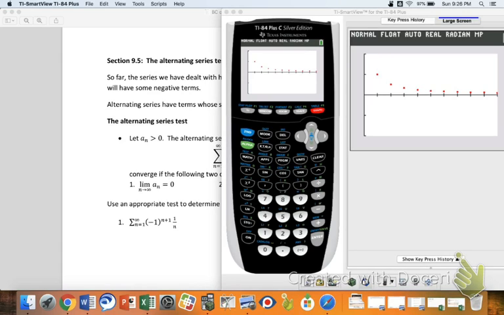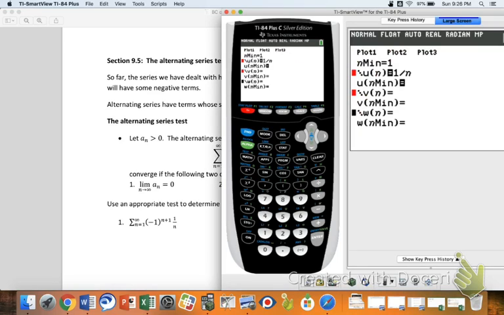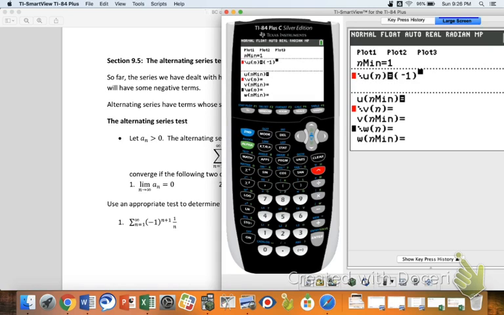So I'm going to take this now and I'm going to turn it into an alternating series. And the way that I do that is this. I'm going to type in -1 to the n, and then I'll multiply that by the series that I had just a second ago, 1 over n. So of course, the 1 over n over here is, like I said, exactly the same as what we had on the previous one.